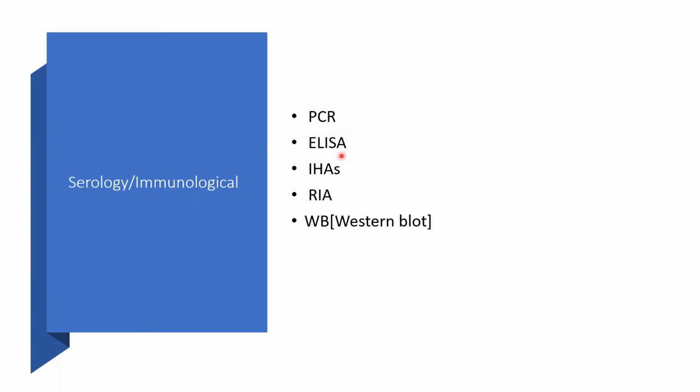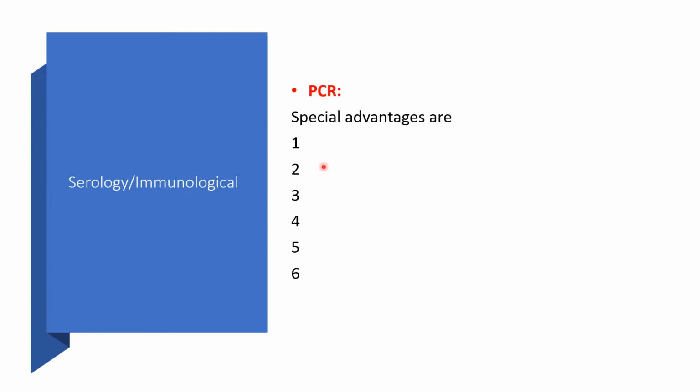Polymerase chain reaction, enzyme-linked immunosorbent assay, indirect hemagglutination assay, radioimmunoassay, and Western blot. All the listed tests are pretty good, but polymerase chain reaction will have some special advantages. And that will include it can be used to measure parasite burden.